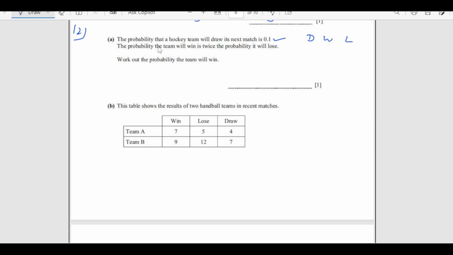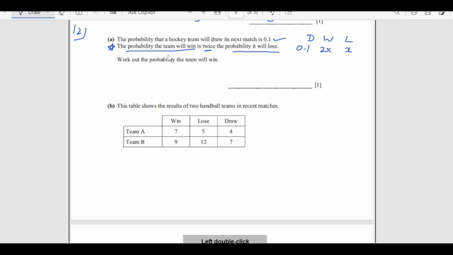So what are we given? The probability that the hockey team draws its next match is 0.1, right? And then W I have written for the winning. So here is the condition. Look at the second statement: the probability that the team will win is twice the probability that it will lose. So if the probability of losing is x, then winning is 2x, right? That's the meaning of this.